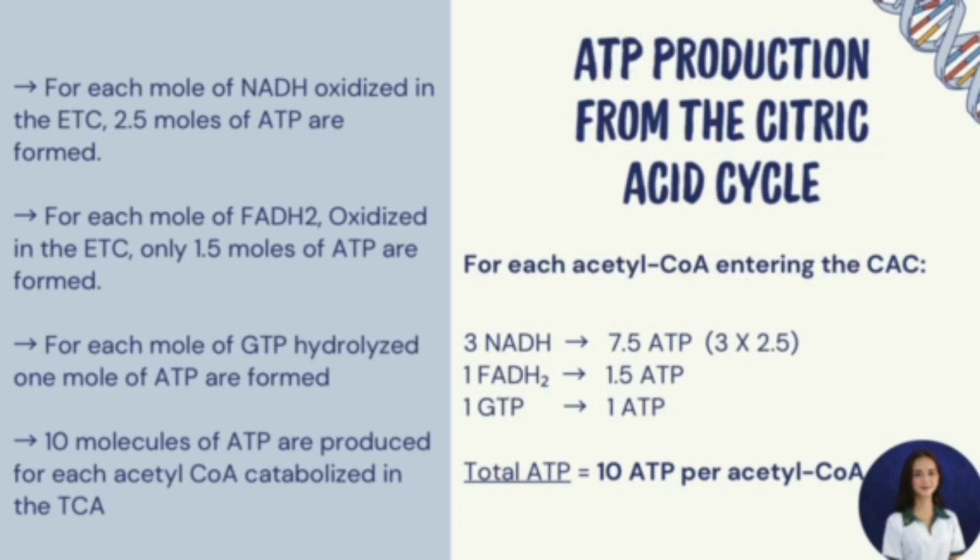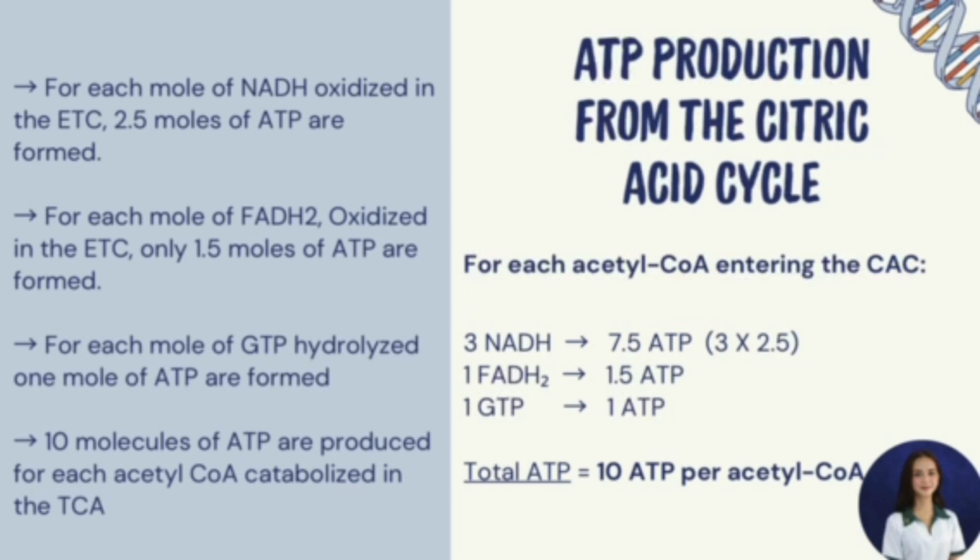FADH2's entrance point into the chain, complex 2, is beyond the first proton pumping site, complex 1. Hence, fewer ATP molecules are produced from FADH2 than from NADH. Therefore, the energy yield in terms of ATP production can now be totaled for the common metabolic pathway.